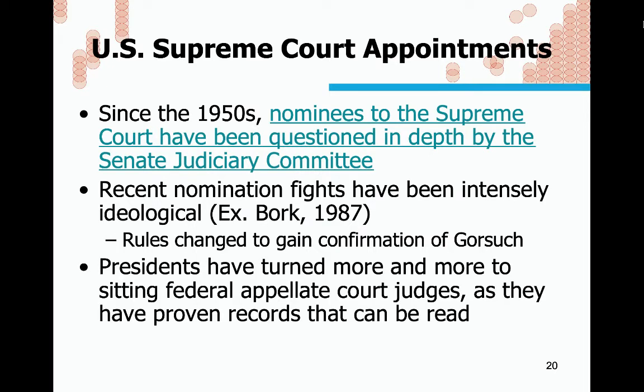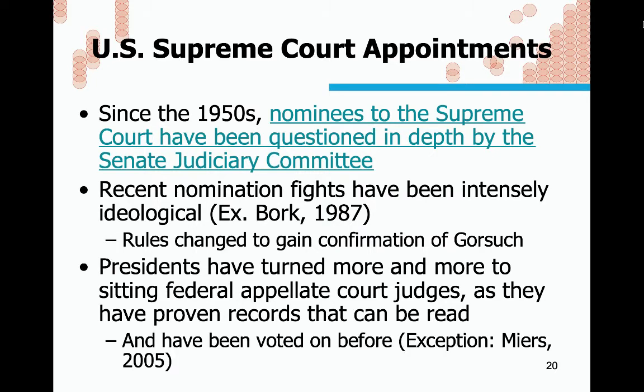But presidents have turned more and more to sitting federal appellate court judges as nominees, as they have proven records that can be read. So you can know better in advance how someone is likely to vote in the longer term, because they voted on things before. The exception to this rule might have been the nomination of Harriet Miers in 2005 by George W. Bush. He basically nominated his own personal attorney to the Supreme Court. She had never been a judge prior, and eventually, under scrutiny by the media, Democrats, and even Republicans, she withdrew her own nomination. And then I think Samuel Alito was nominated in her place by George W. Bush.